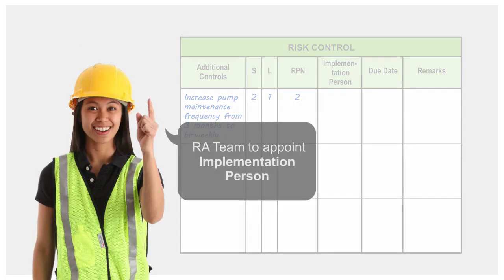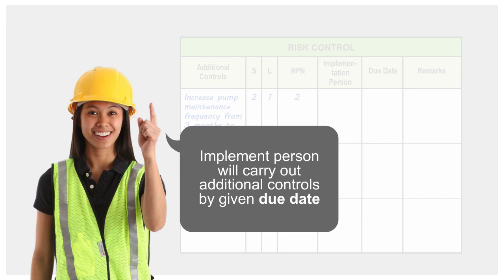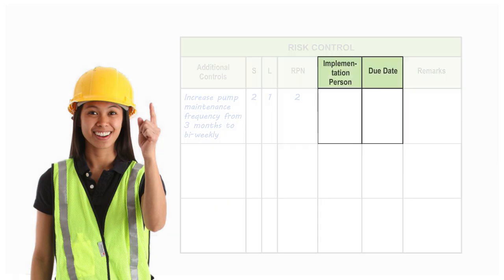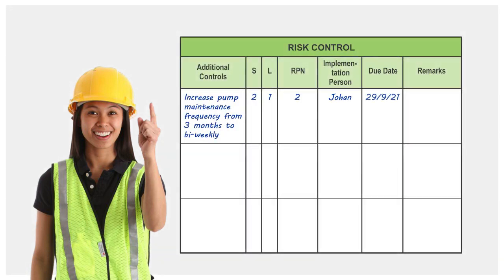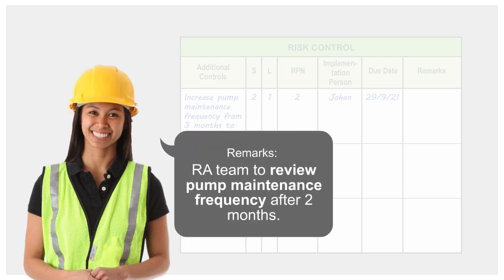Subsequently, the RA team has to choose a suitable implementation person to carry out the additional control by the given due date, which is decided based on the urgency of the injury. Any remarks should be recorded in the column so that they can be used to follow up on the risk control measures. For this case, the RA team will need to review the pump maintenance frequency after 2 months.